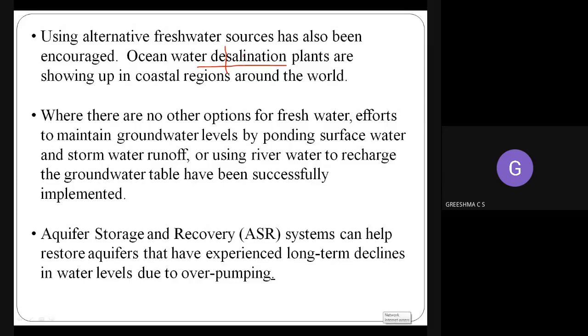Okay, and also you can promote the storm water runoff, മഴ വെള്ളം കെട്ടി നിർത്തുക, or you can use the river water to recharge. Okay, so when you are using such methods, what is happening, the groundwater will get recharged. You can use such techniques.